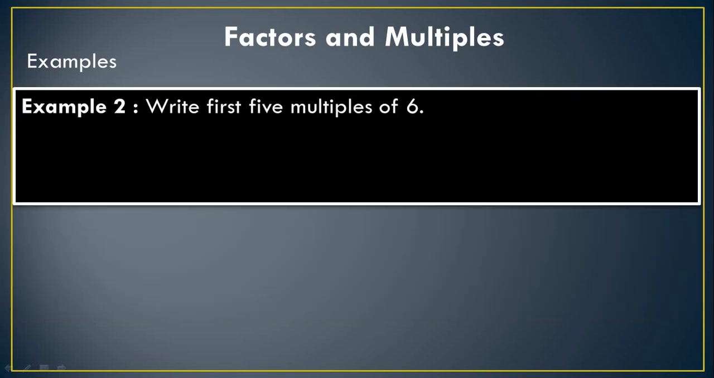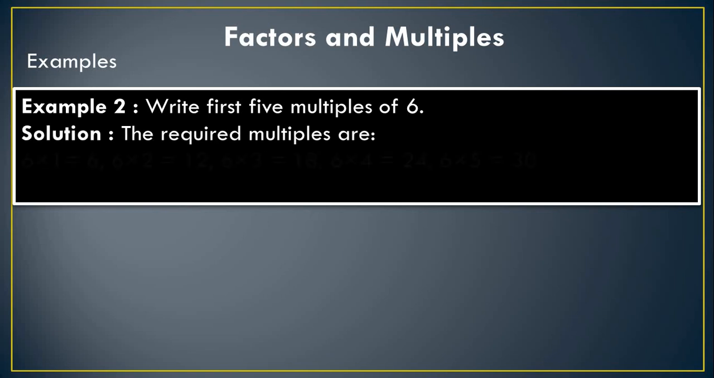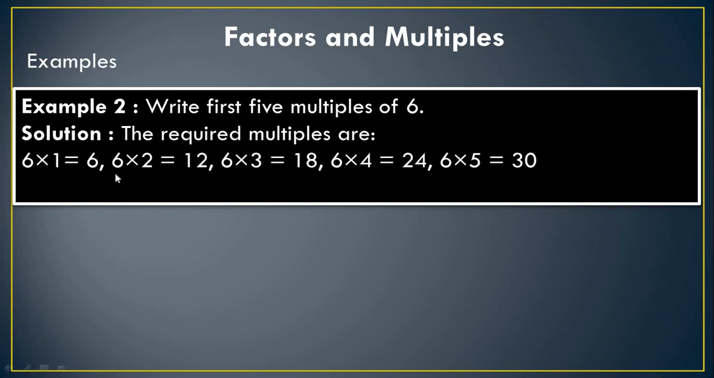Next example is, write 5 multiples of 6. So the multiplication table you already know, 6 into 1 is 6, 6 into 2 is 12, then 18, 24, 30. In this way you can find more multiples also. So here the answer is 6, 12, 18, 24 and 30. So these are the first 5 multiples of 6.